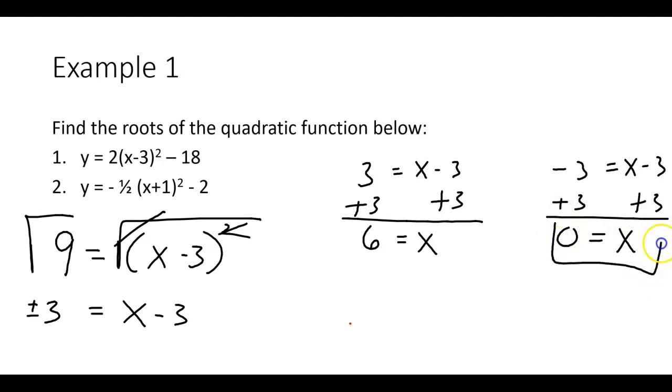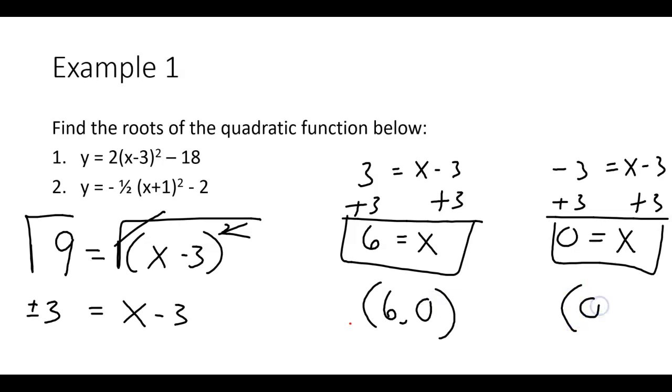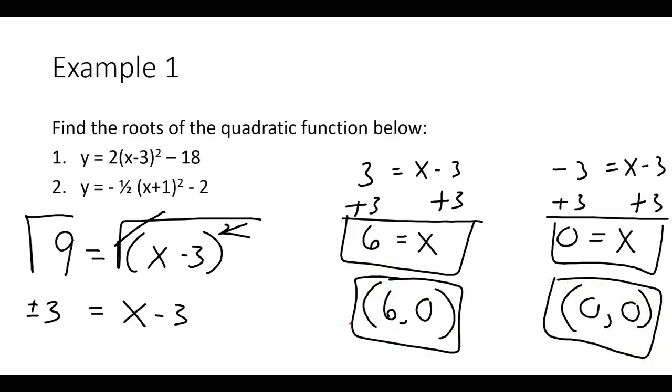Now, you can write your answer like this. That's fine. You can also write your answer as a point, because this is a point on the graph where it's touching the x-axis. How would I write this one as a point? 6, 0, right? The y-value was 0. That's how we got the number. And this one would be 0 for x and 0 for y. So either one of these are fine ways of writing your answers. It doesn't matter.